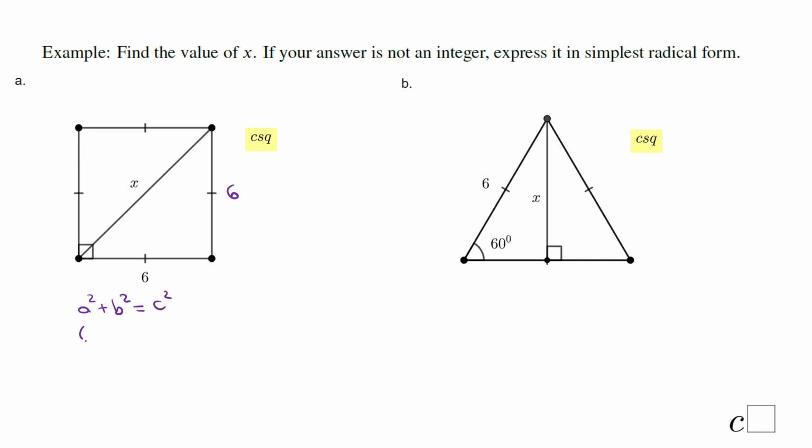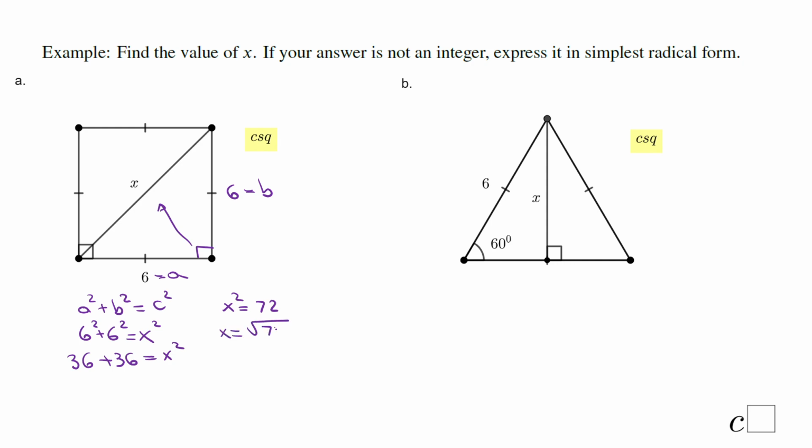So we're going to have 6 squared because remember, the legs are a and b's. The hypotenuse is c. So we have 6 squared plus 6 squared equals c squared. So we have here 36 plus 36 equals x squared. Probably I should have put x here just to be consistent with my previous problems. So we have x squared equals 72. So x will be square root of 72.